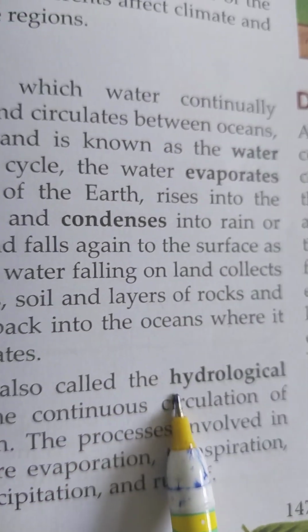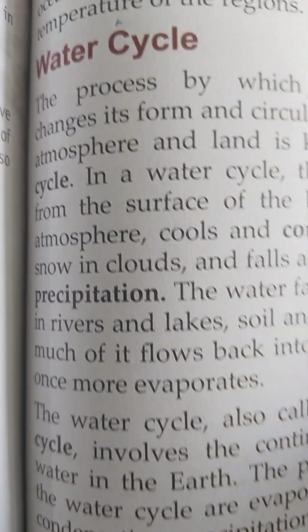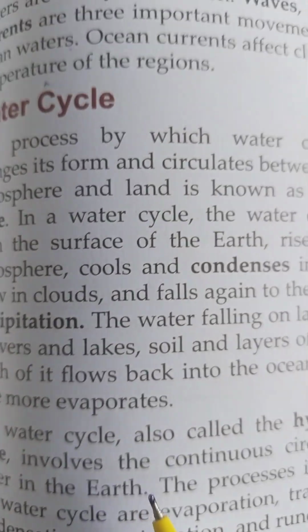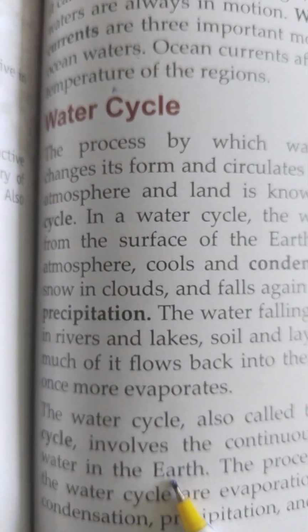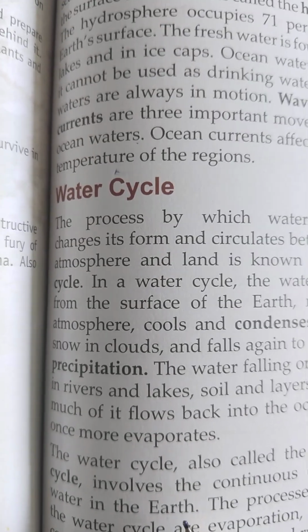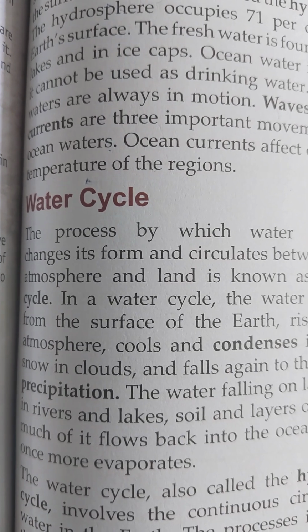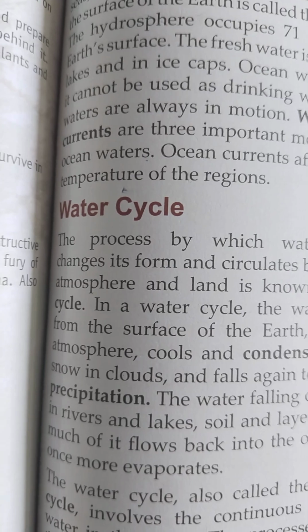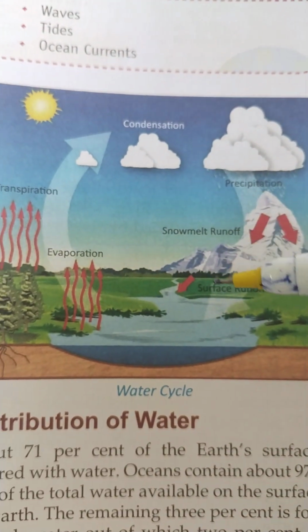The water cycle is also called the hydrological cycle, and it involves the continuous circulation of water in the earth. The processes involved in the water cycle are evaporation, transpiration, condensation, precipitation and runoff. So this is the diagram, children.